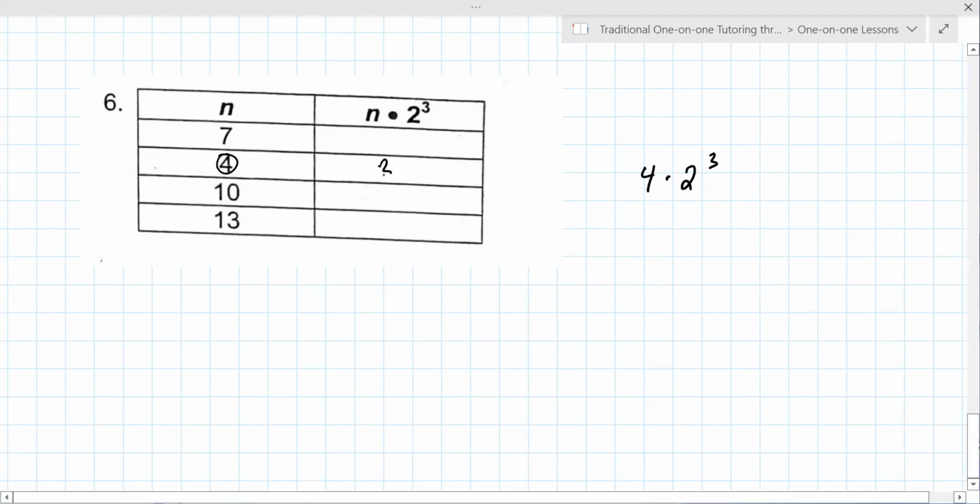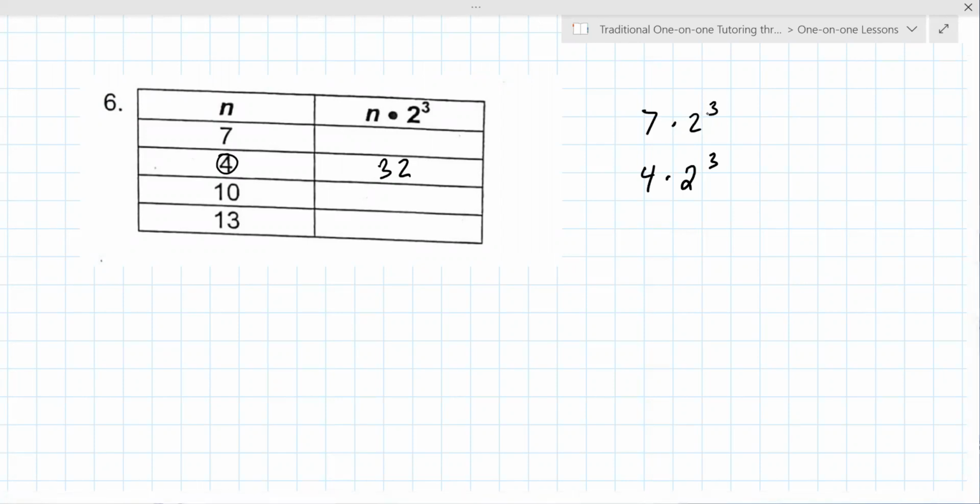$32. 32. You got it. All right. So try it for 7 now. So that's 7 times 2 cubed, or 2 to the power of 3. So we're doing the 7 times. Yeah, 7 times 8. $56. Yes.